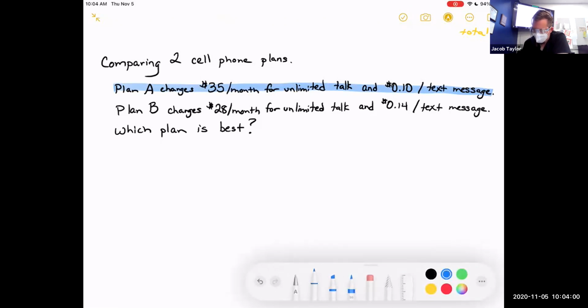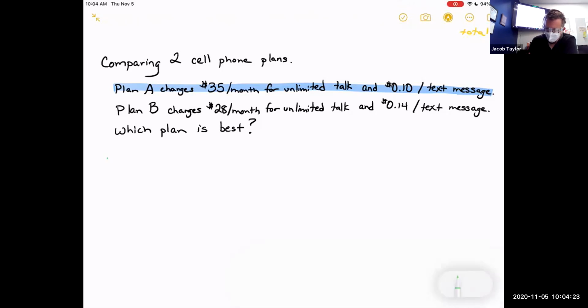So can somebody help me write an equation there? Your answer should be no, because I haven't done the first step, which is what? What do I got to do before I write equations? Exactly, I have to define the variables. So let's say C is going to be the cost of the plan. What affects the cost of the plan? The number of texts I send.